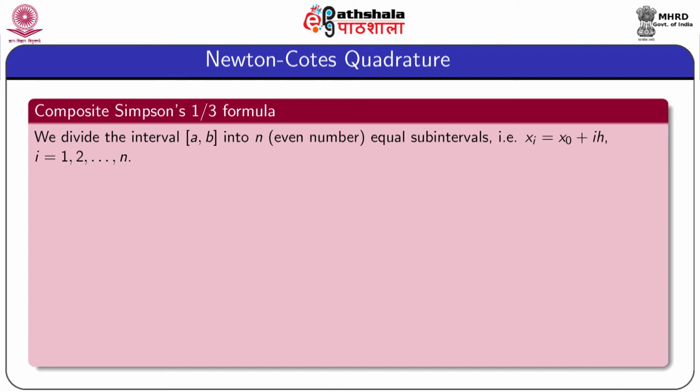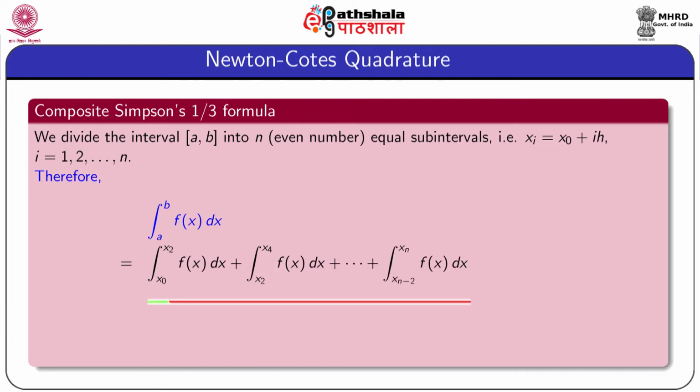Now, to obtain the composite Simpson 1/3 formula, again we divide the interval AB into n equal subintervals, but in this case the number of subintervals must be even. So, in this case xi equal to x0 plus ih. Therefore, the integration from a to b of f(x) dx equal to the integration from x0 to x2 of f(x) dx plus the integration from x2 to x4 of f(x) dx and so on. Lastly, the integration from xn minus 2 to xn of f(x) dx. That means the entire integration is decomposed into n by 2 sub problems.